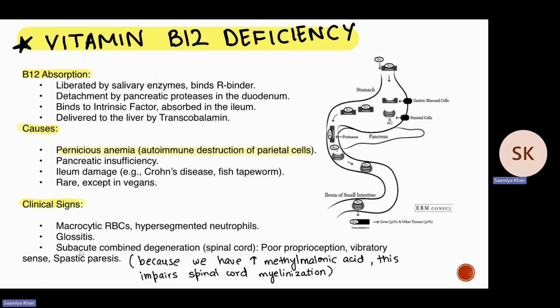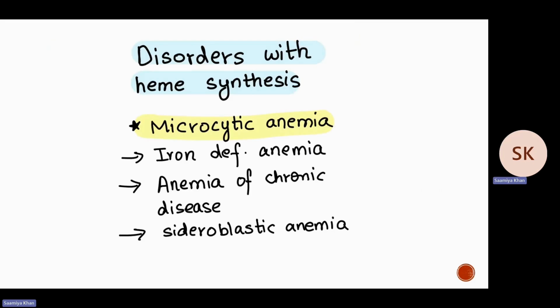And in vitamin B12 deficiency, we're going to see subacute combined degeneration of the spinal cord, which will lead to poor proprioception, vibratory sense, and spastic paralysis. And this is because in folate deficiency, we had normal levels of methylmalonic acid. However, we have increased levels of methylmalonic acid in vitamin B12 deficiency, and this impairs the spinal cord myelinization, and that's why we see these symptoms. That's on disorders with DNA synthesis.